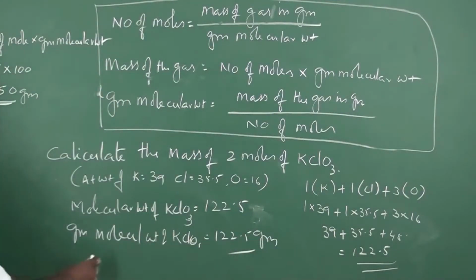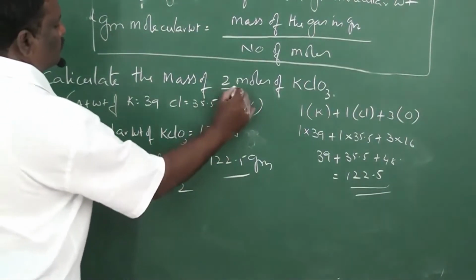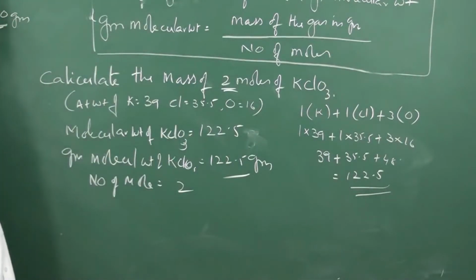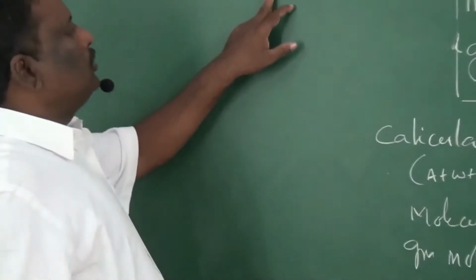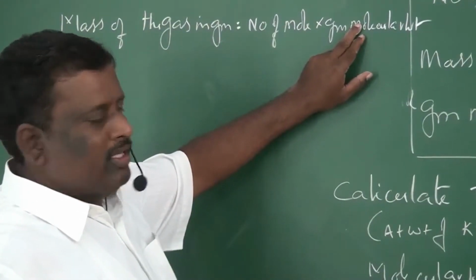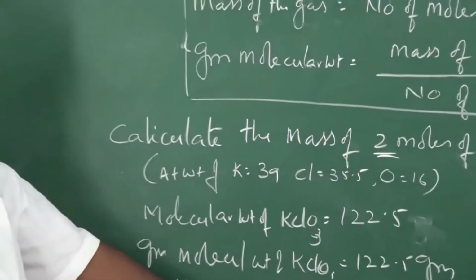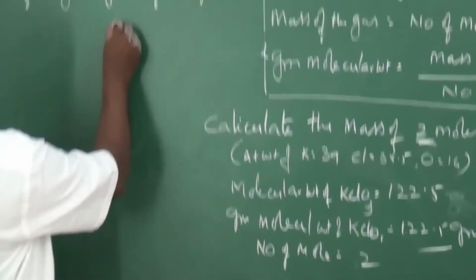Then the number of moles is equal to 2. They are asking for the mass of the gas. So here we have the formula. The mass of the gas in grams will be equal to number of moles into its gram molecular weight. Here the number of moles is 2. Gram molecular weight is 122.5. So substitute those values here.